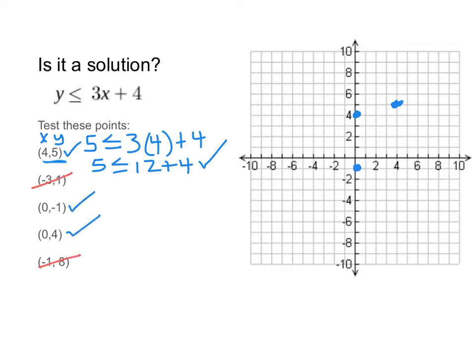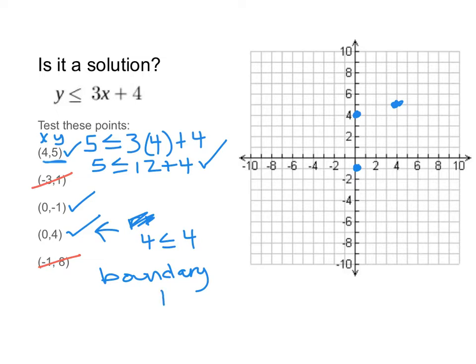All right, so hopefully you agreed that (-3, 1) does not work. Neither does (-1, 8), but (0, -1) and (0, 4) both worked. This one right here, (0, 4), was interesting because it ended up with 4 is less than or equal to 4, which you could think about as being kind of the boundary of what would work because it's "or equal to," right? It almost doesn't work, but it just barely does because of that "or equal to." So what we want to do is find all of those boundary points.